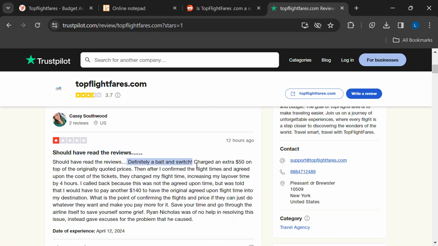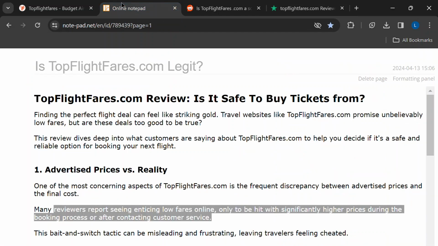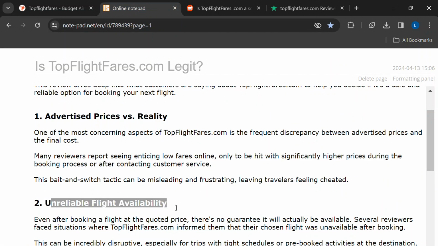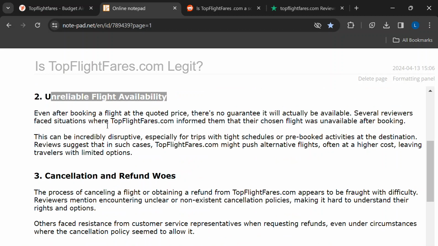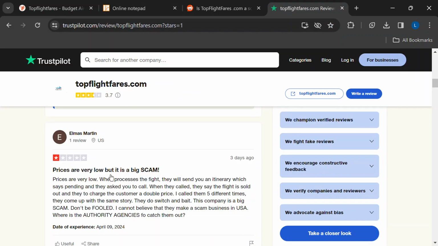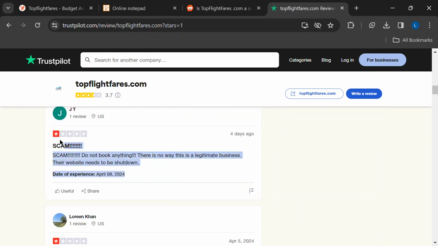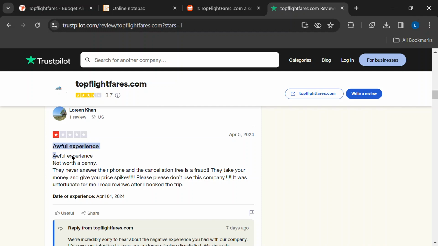Let's say you find a great deal and jump through the hoops to book it. There's still a chance TopFlightFares.com might tell you later that the flight isn't available anymore. Yikes! This can be super frustrating, especially if you've already made plans around your trip. Reviews suggest they then try to push you towards other flights, often at a higher price.